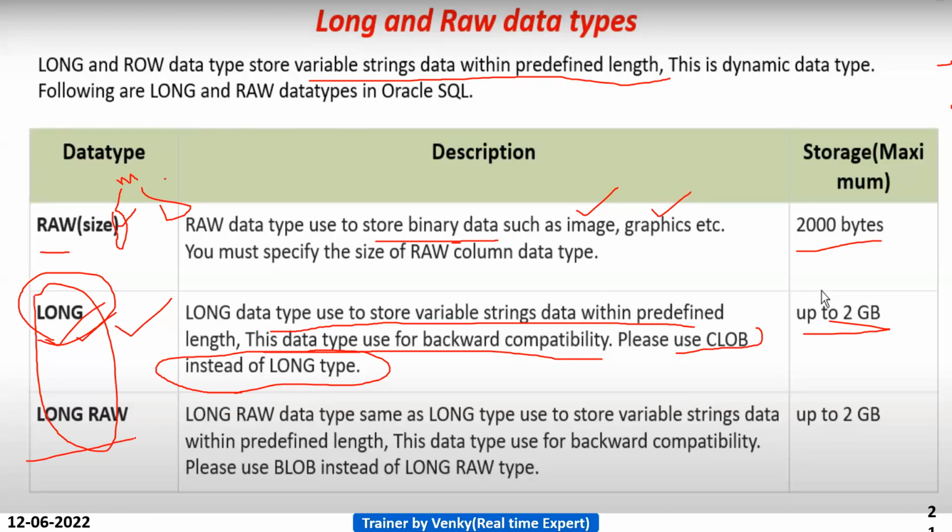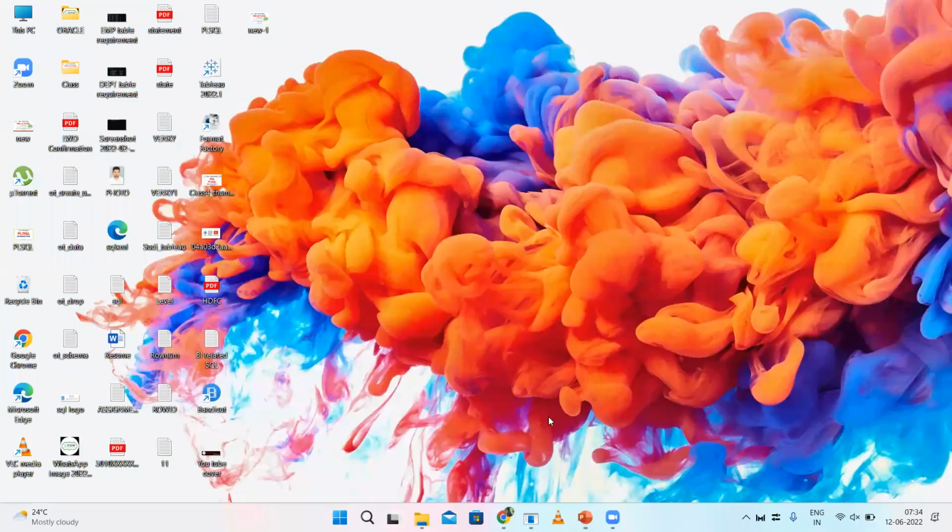Next, LONG RAW. The LONG RAW data type is also the same as LONG. It stores variable string data within a predefined length. This data type is also used for backward compatibility. So if you get a requirement to use LONG RAW, then you can go for the BLOB data type.